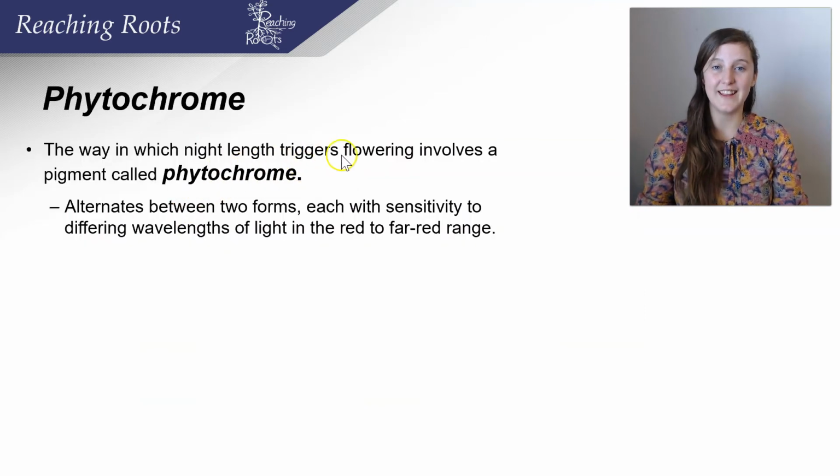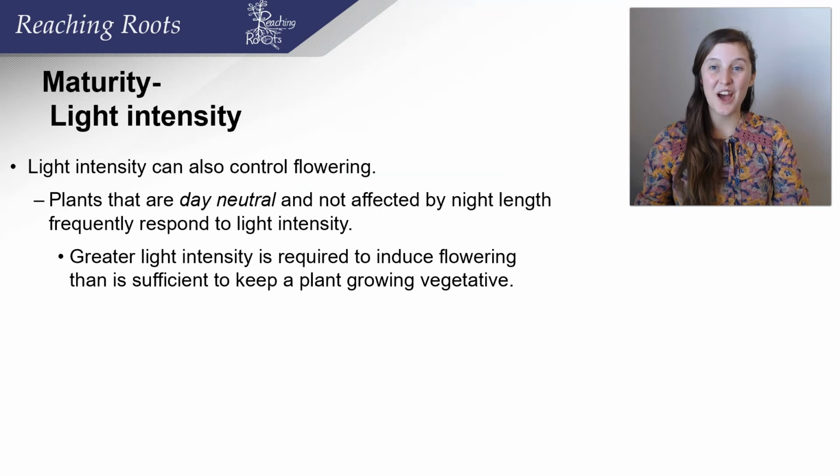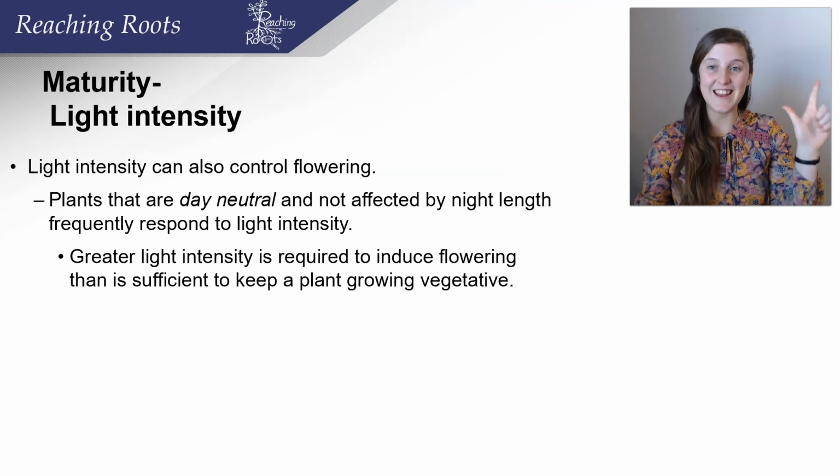The way that night length triggers flowering involves a pigment called phytochrome. It alternates between two forms, each with a sensitivity to different wavelengths of light in the red to far red range. So phytochrome is the way that night triggers flowering. So now that we've covered vernalization and night length, we're going to talk about the last way that affects when plants know when to flower, and that's light intensity.